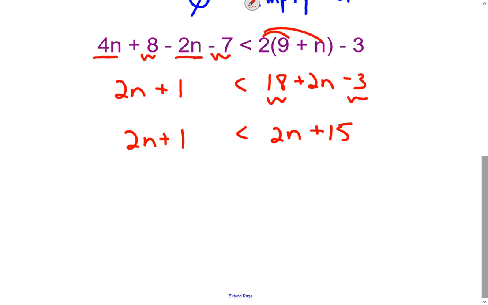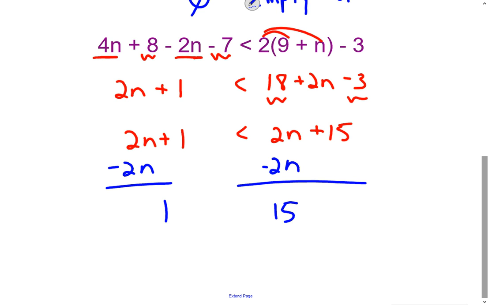There we go. And then again, I like to move my variables to one side. And I'm just going to do it, kind of think of it as one step at a time. This time I end up with 1 on the left side and 15 on the right side. Since I was just subtracting on both sides, my inequality sign stays the same. Now notice, variables are all gone again. But this time I have an inequality that says 1 is less than 15. That inequality is true.